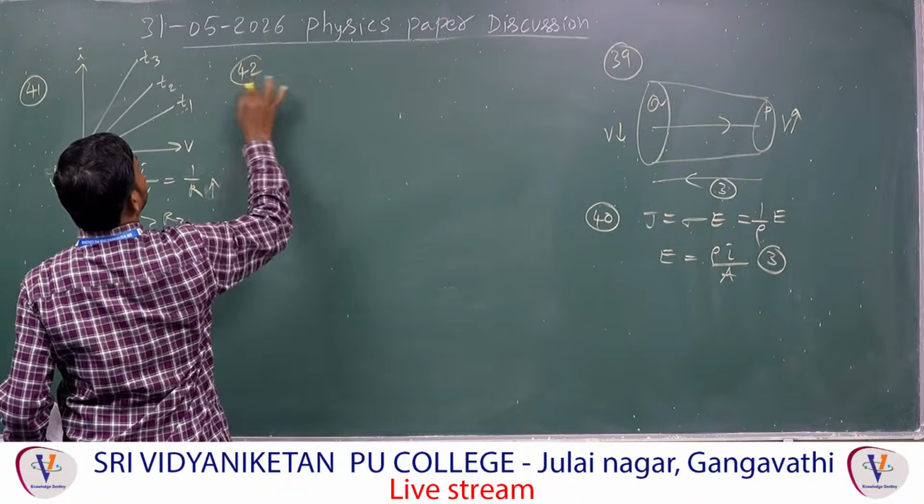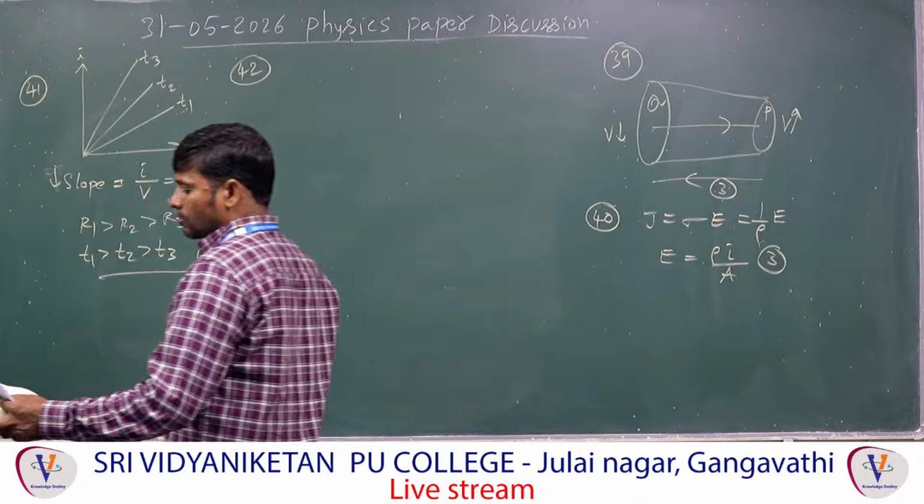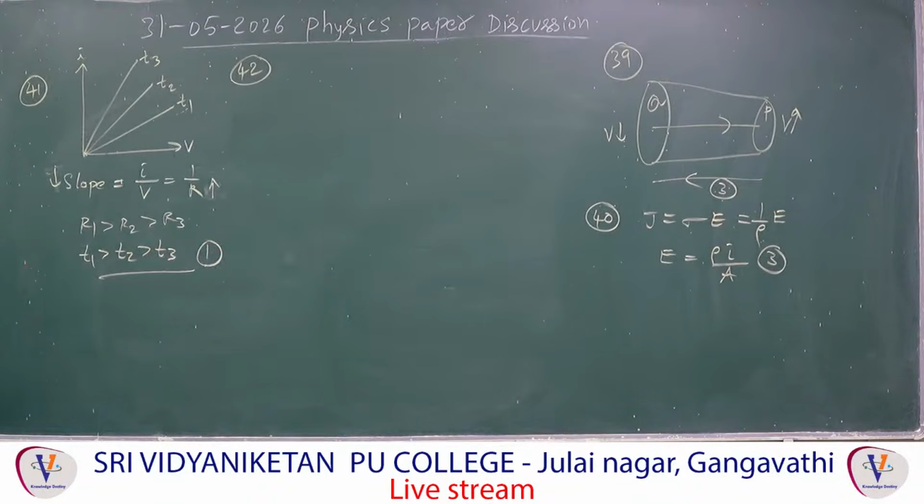42. What is the total current through the circuit?